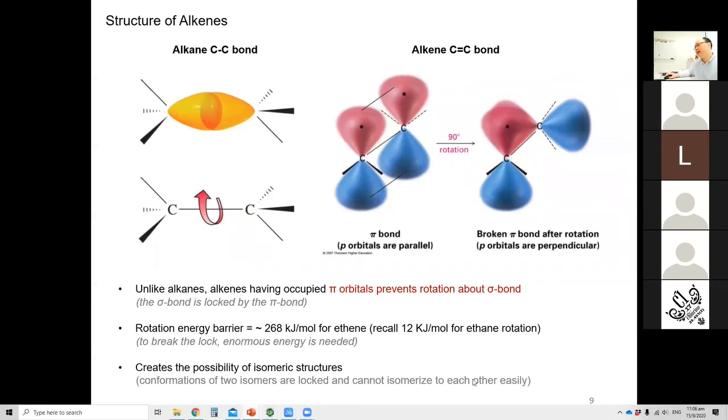So as we learned in the last chapter, ethane has different conformers, right? But because the CC bond can freely rotate at room temperature, under normal conditions, what we observe as ethane is the average of all different conformers, because they interchange really quickly. But alkenes cannot interchange really quickly. It barely interchanges, so one conformation and the other conformation are locked from each other.